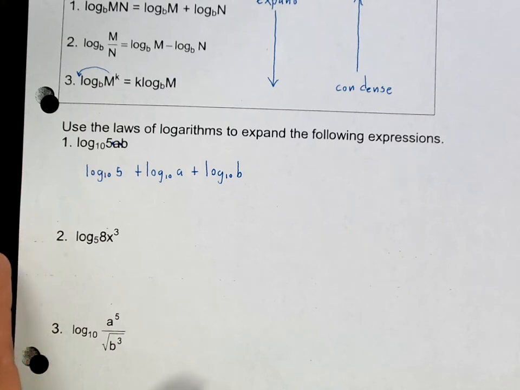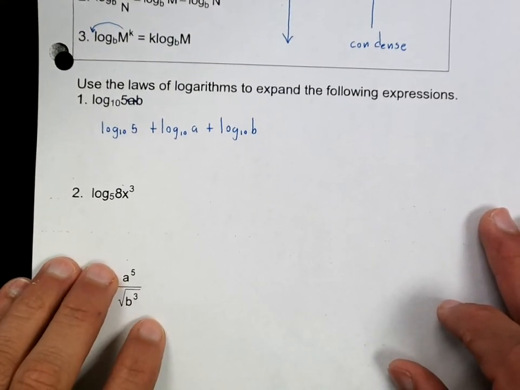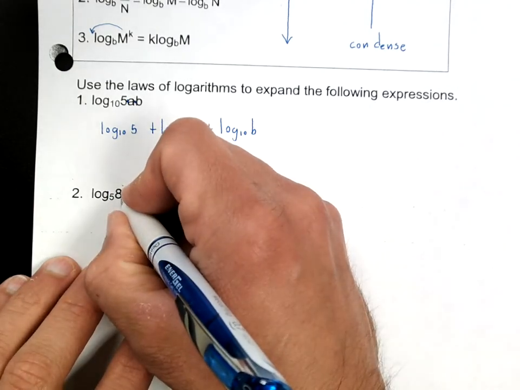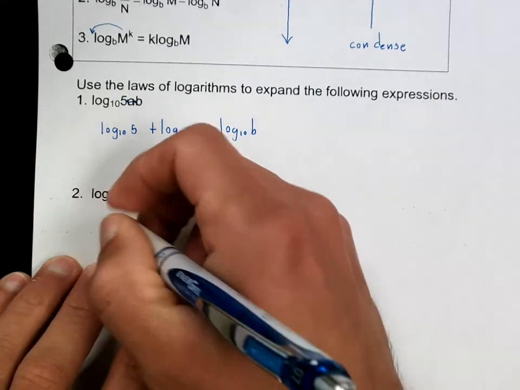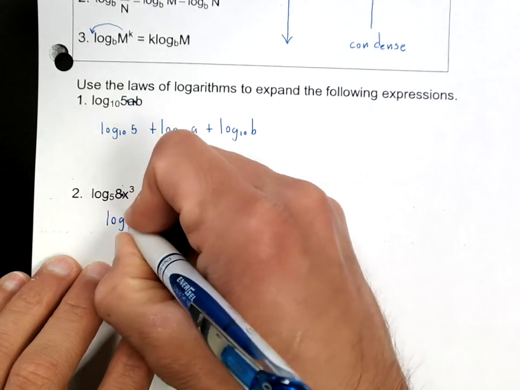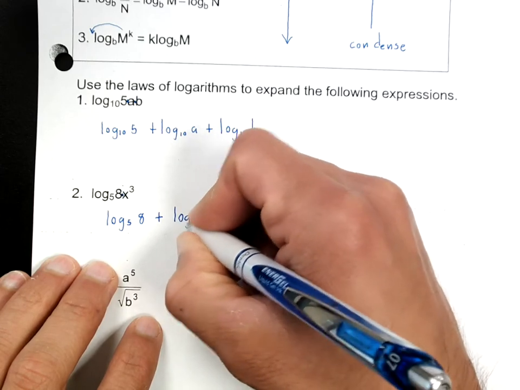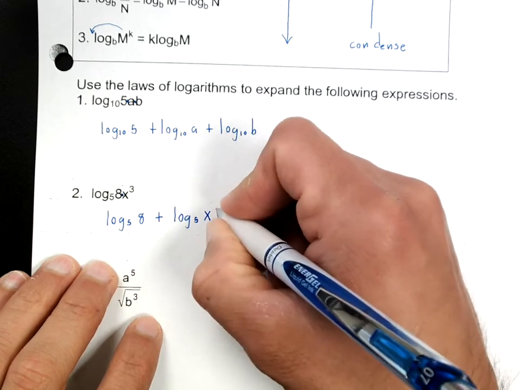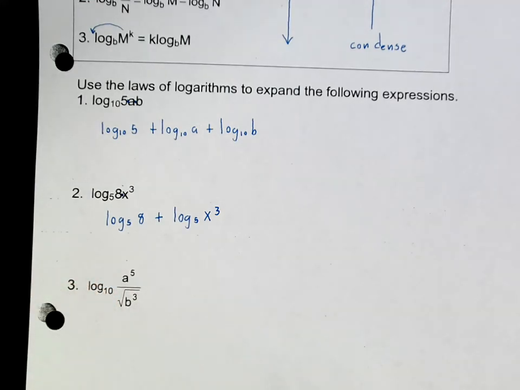Now on number 2, same thing. Notice that on this one, I have 8 times x cubed. So I have 2 terms right here. So I can start off by expanding it like this: log base 5 of 8 plus log base 5 of x cubed. Are you with me so far?